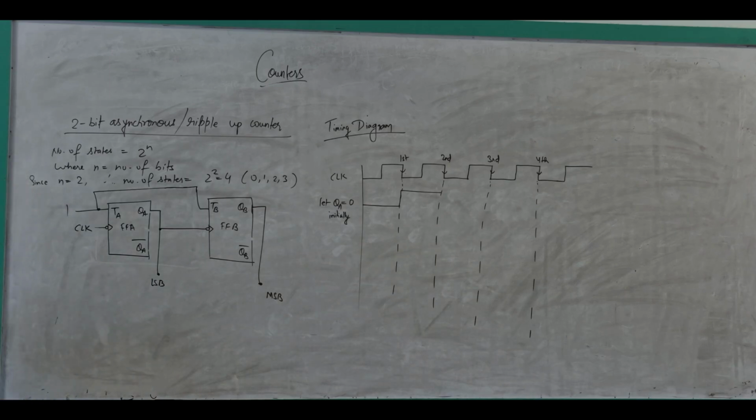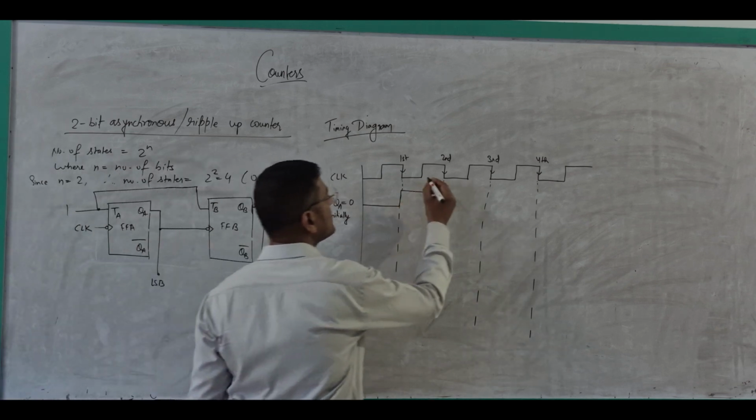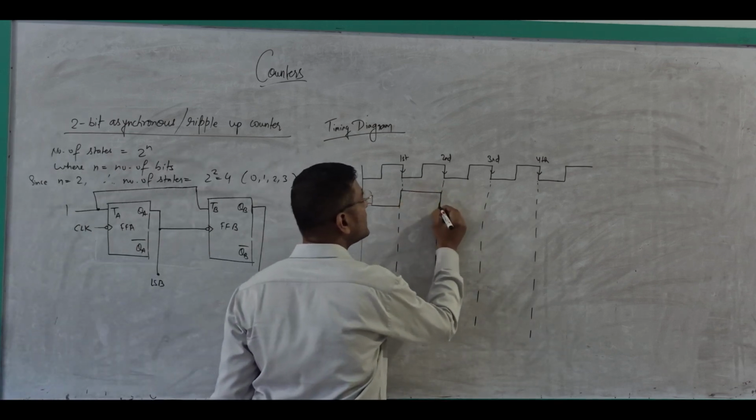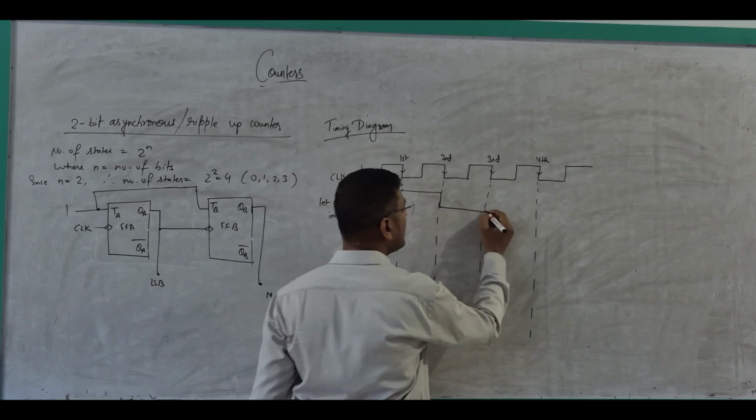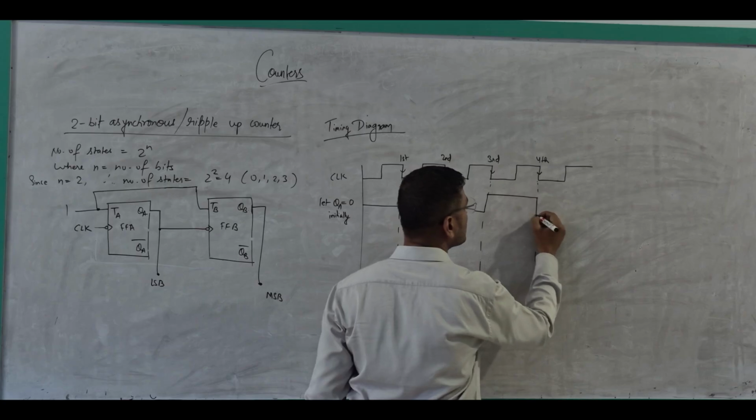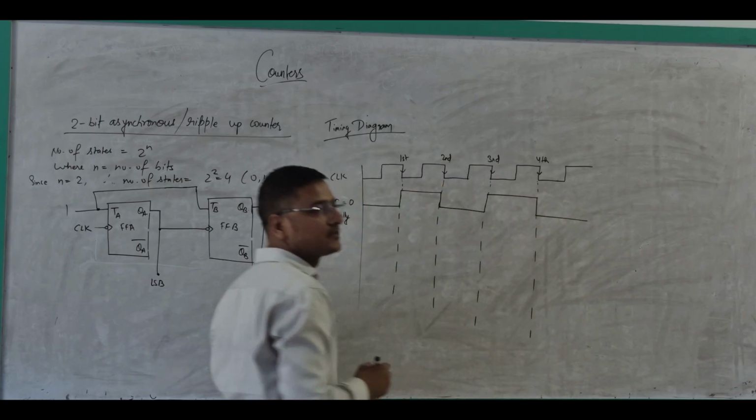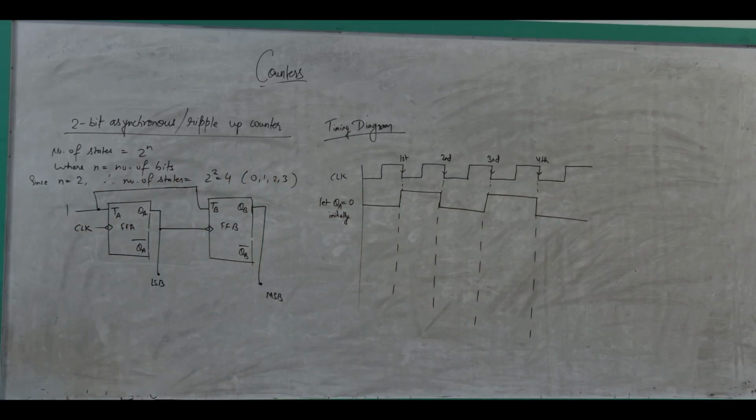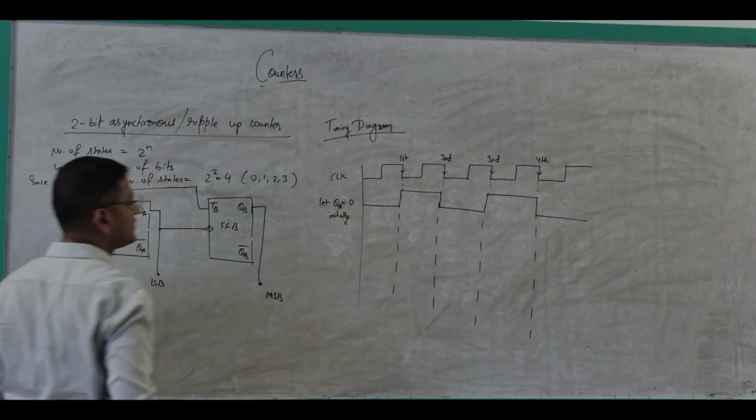Right? Similarly, after the second clock, it will toggle again from 1 to 0. In the third negative edge, it will toggle again from 0 to 1. In the fourth, it will toggle again like this. So this is your QA.